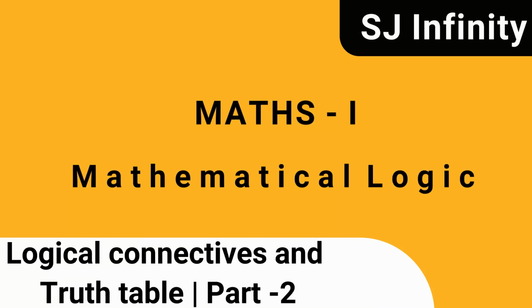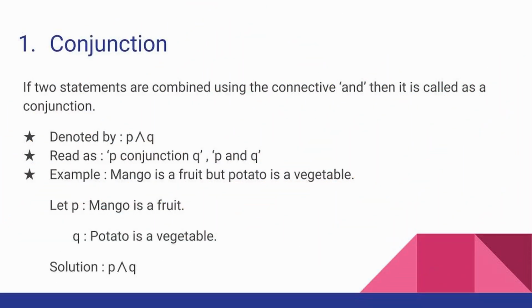In the previous video, we studied simple statement, compound statement and logical connective. Now let us study the logical connectives in detail. The first logical connective is "and", and the other name given to it is conjunction. Let us see the definition of conjunction. If two statements are combined using the connective "and", then it is called a conjunction.